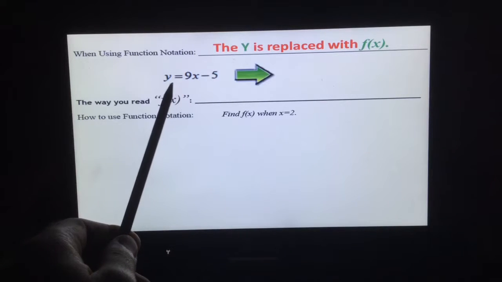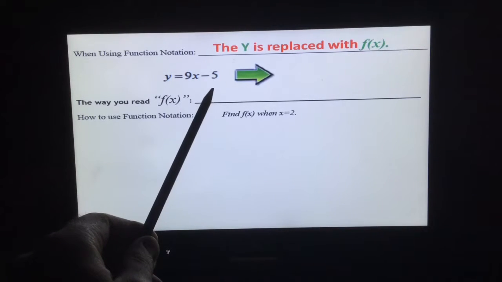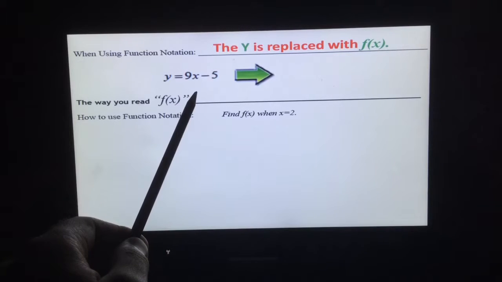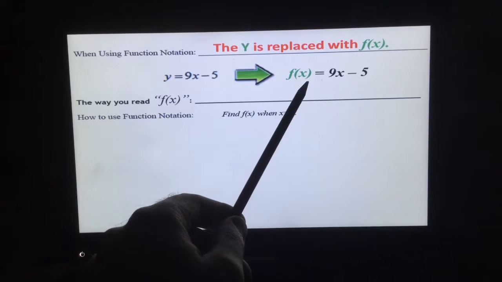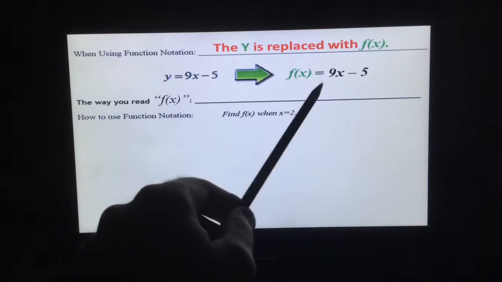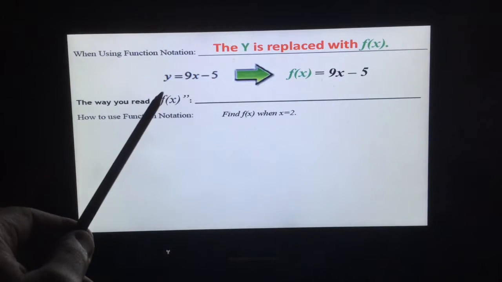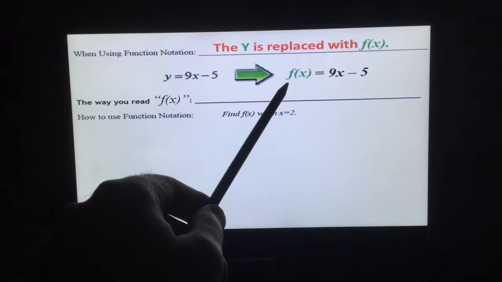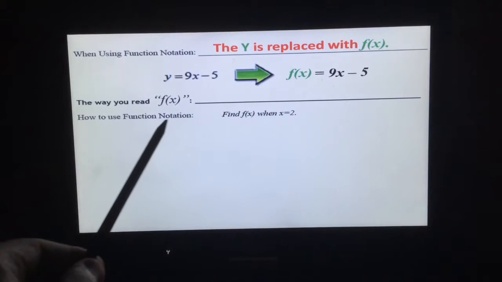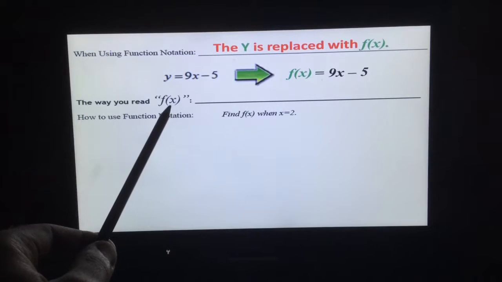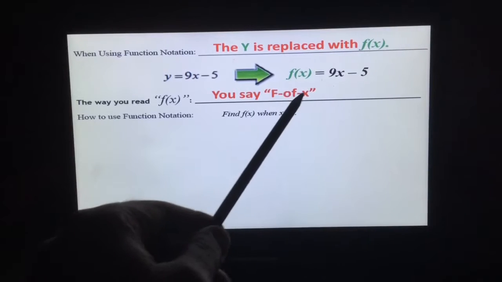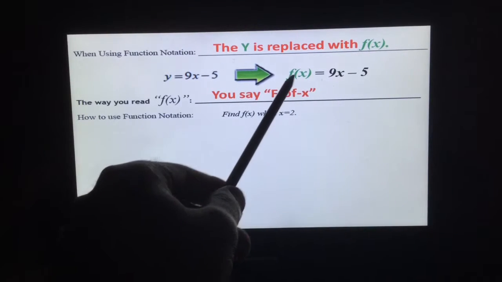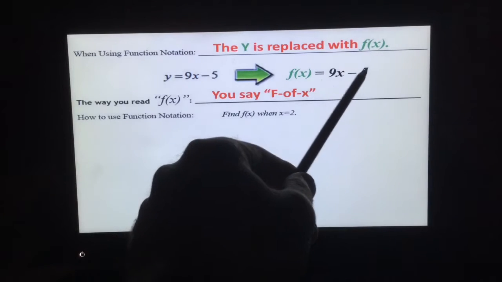Well, this is the traditional way you would see an equation: y equals 9x minus 5. Now if you were to use function notation, that y disappears and is replaced with f parentheses x parentheses. Okay, so these two things are the same thing. This one has regular notation, this one has function notation. The way you read f(x) is you say "f of x." So I would read this as f of x equals 9x minus 5.